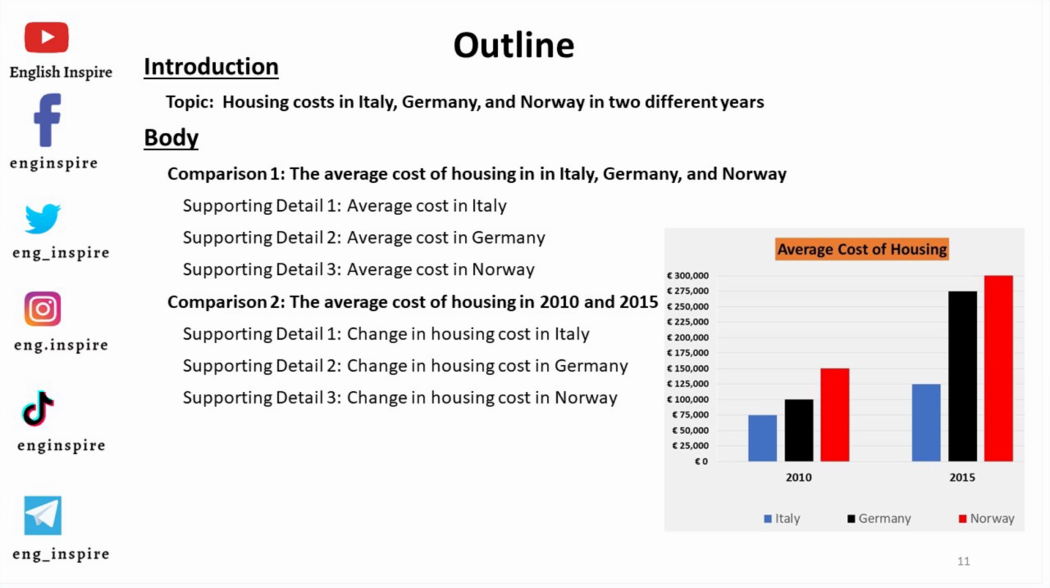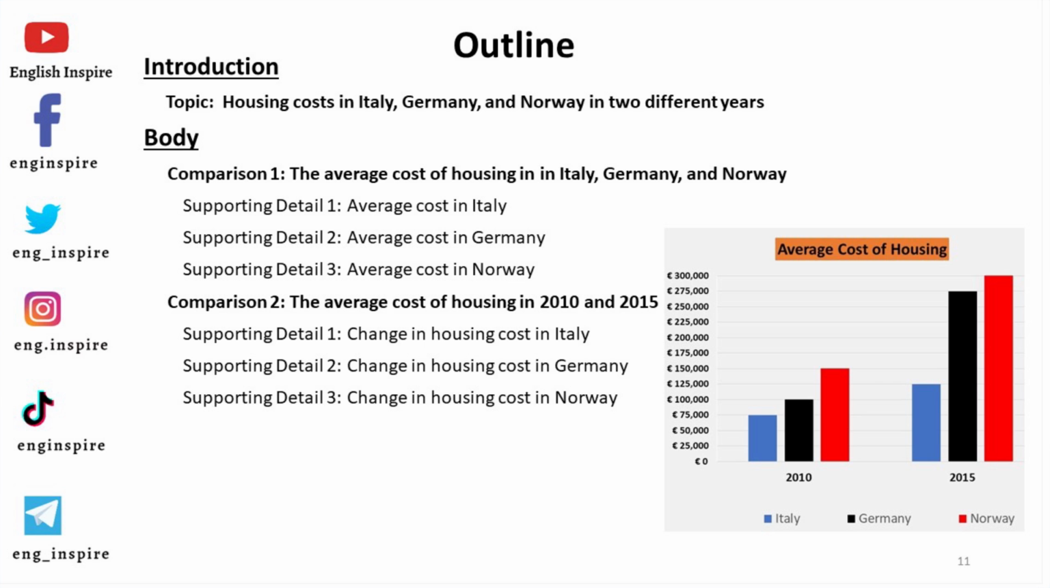Then we need to add supporting details to describe these comparisons. Here we need to look at the graphic for big changes or differences. For example, the difference in the costs of housing among the 3 countries, Italy, Germany, and Norway. We also need to look for numbers that go up or down. For example, the changes in housing costs in Italy, Germany, and Norway in the period from 2010 to 2015. Again, our focus here is on the change over the period from 2010 to 2015.